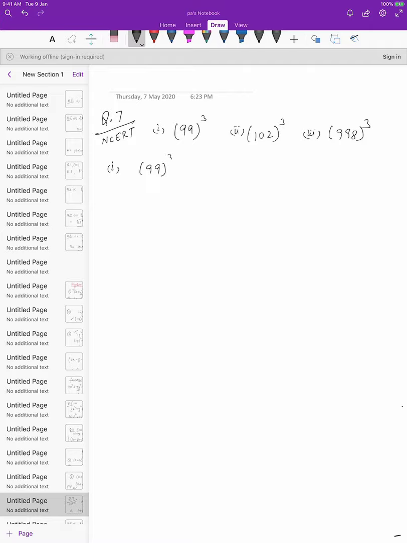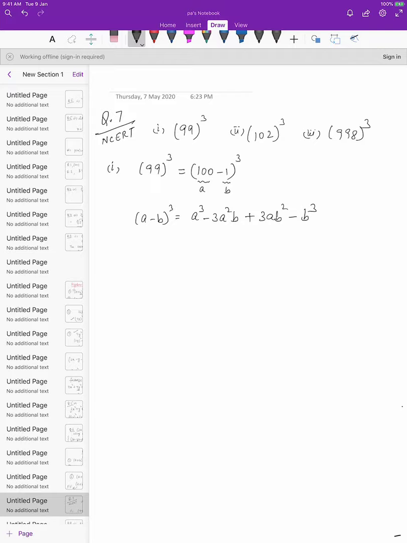99 whole cube can be written as, I told you previously also, we want to write them in terms of hundreds, tens, thousands and so on. Rather than writing it as 90 plus 9 whole cube, we would prefer to write it as 100 minus 1 whole cube, because this will make the calculations much easier. Now here a will be your 100 and b will be 1. Now let's write down the identity. A minus b whole cube is a cube minus 3a square b plus 3ab square minus b cube.